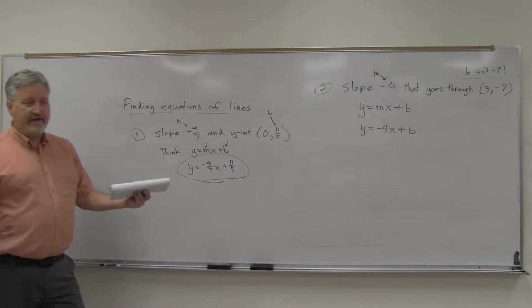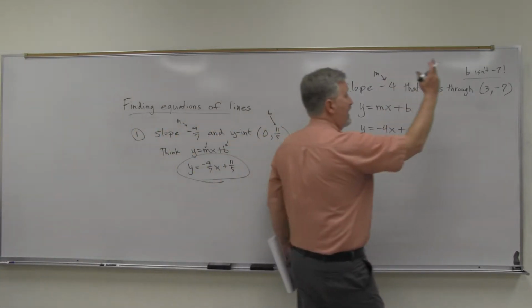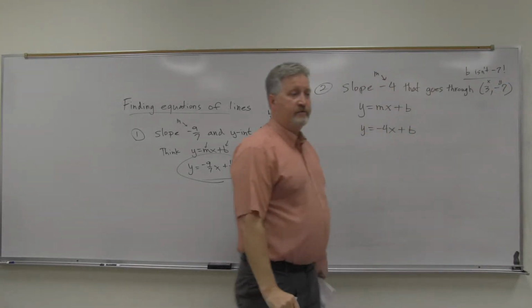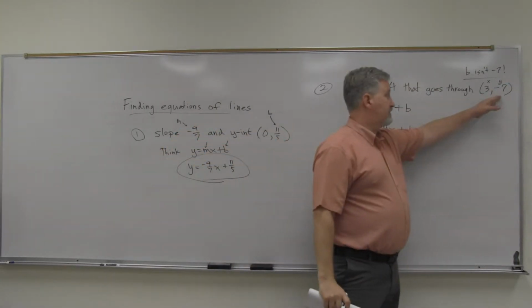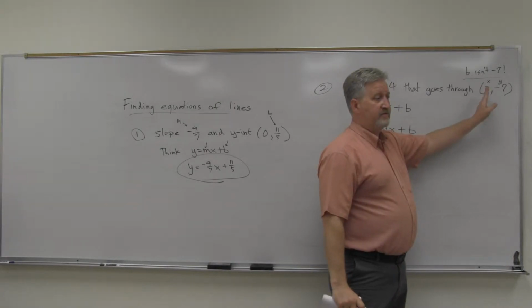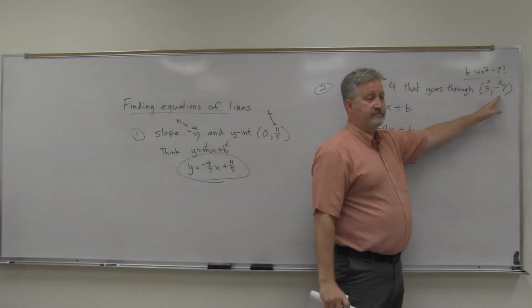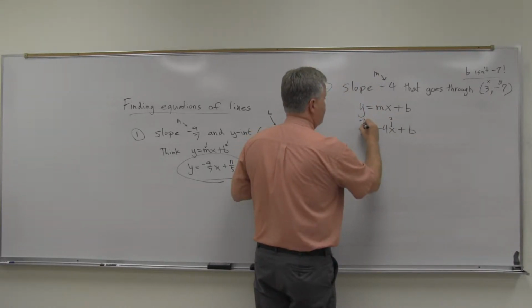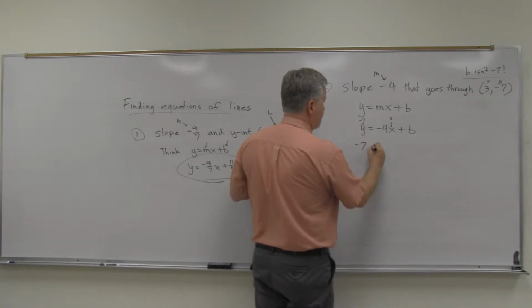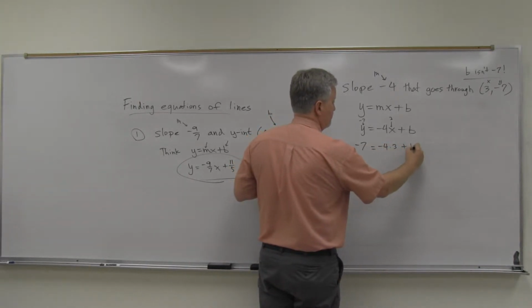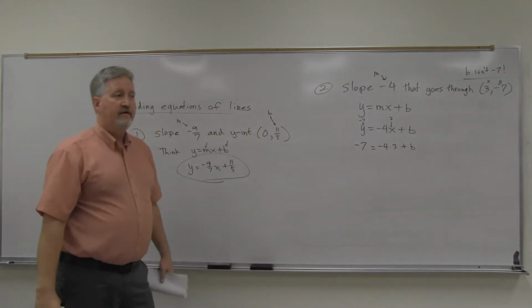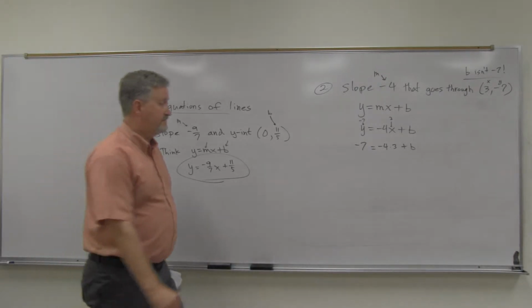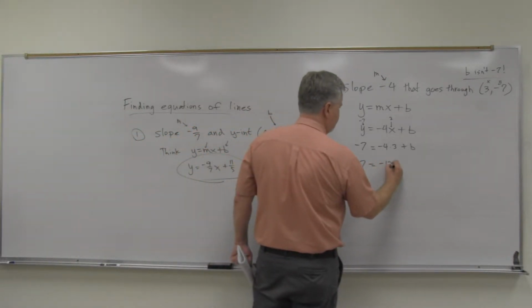However, here's the way I look at it. We do have (3, -7), so I do have an x and a y. I can't plug in -7 for b, but I can plug in x to be 3 and y to be -7. So if I plug in x to be 3 and y to be -7, that gives me a little equation, and look what I can do. I can solve that for b. I can figure out what b is. So that's -7 equals -12 plus b.